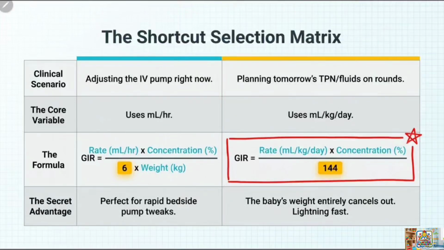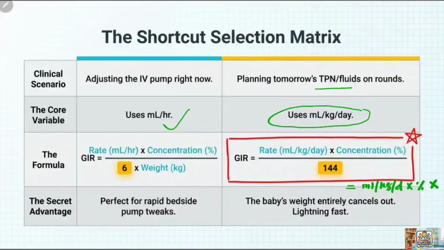If we are adjusting the IV fluid as ml per hour, our GIR formula will be ml per hour into concentration divided by 6 into body weight. Perfect for rapid bedside pump adjustment. And if we are planning TPN with fluid as a total daily fluid, we use ml per kg per day. Then our GIR calculation will be ml per kg per day into concentration divided by 144. Someone may write it in short as ml per kg per day into percentage of fluid concentration into 0.007.